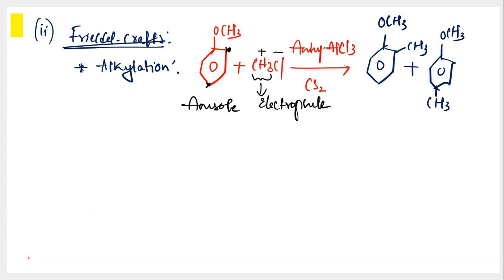Ortho isomer is named as 2-methoxytoluene. This is called as 2-methoxy. M has to be in cap according to IUPAC rules.